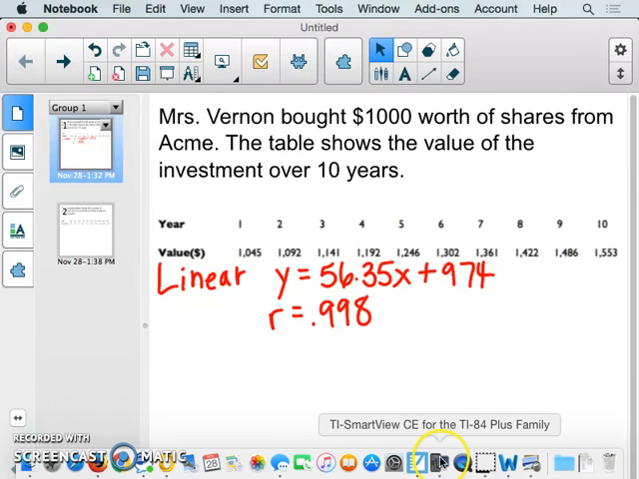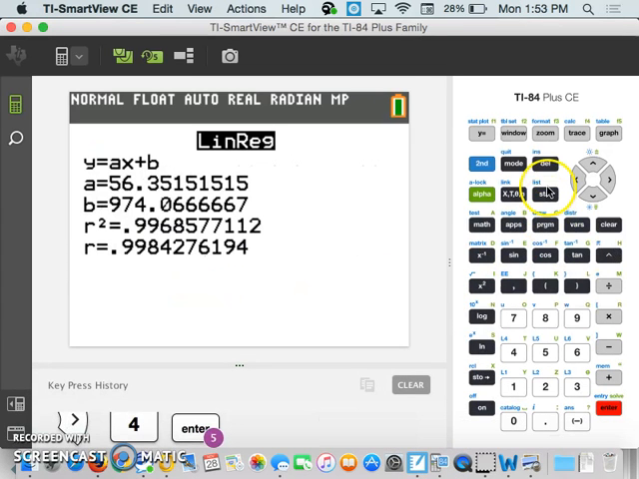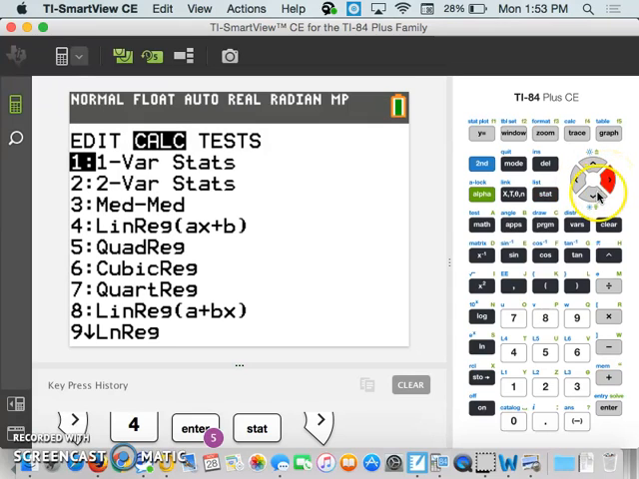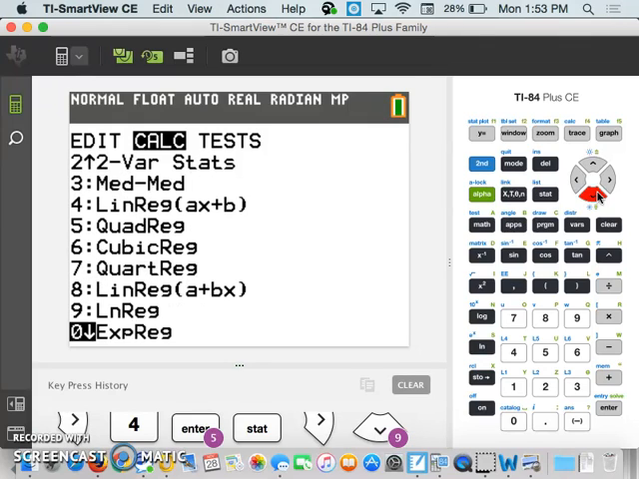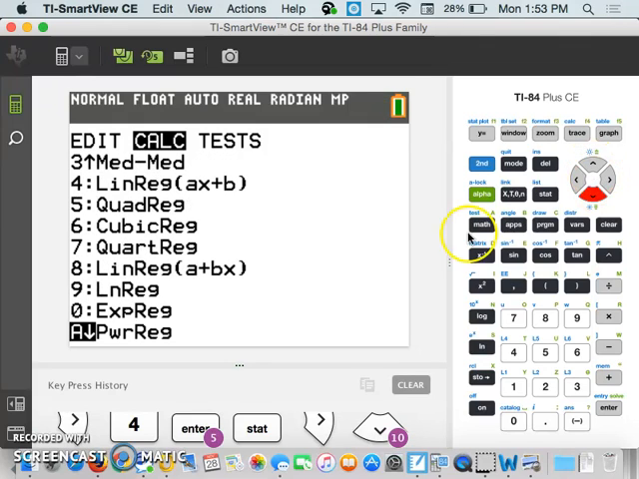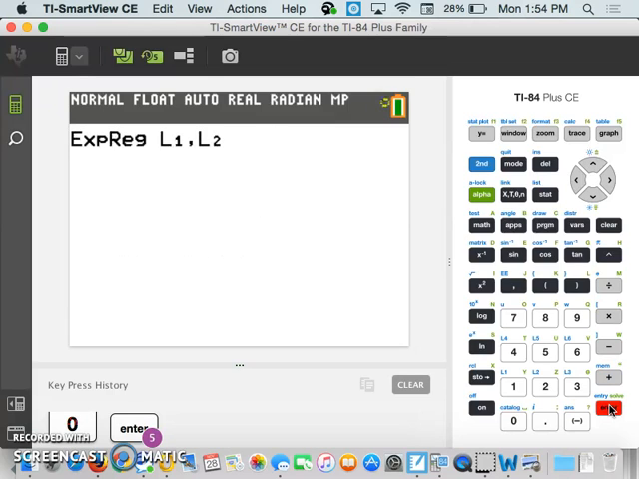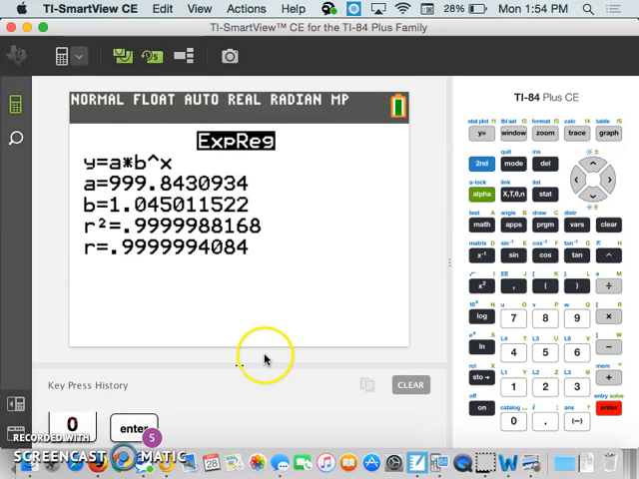And then I want to run exponential regression. So I come over, stat, calc, and then it's not on the page because it's actually option 0, which is all the way down, and you can either click 0 or scroll down to ExpReg, and then run exponential regression. And we come up with something, and the R value, oh, check this out, this R value is even closer.